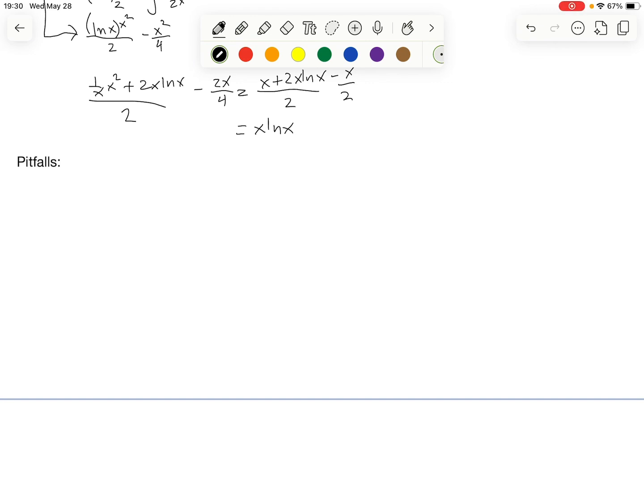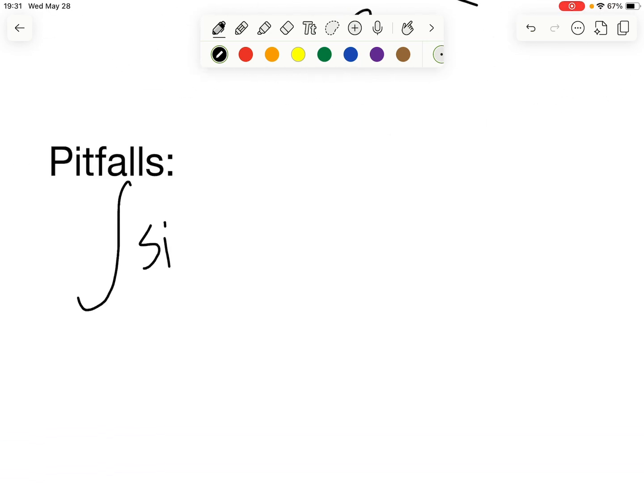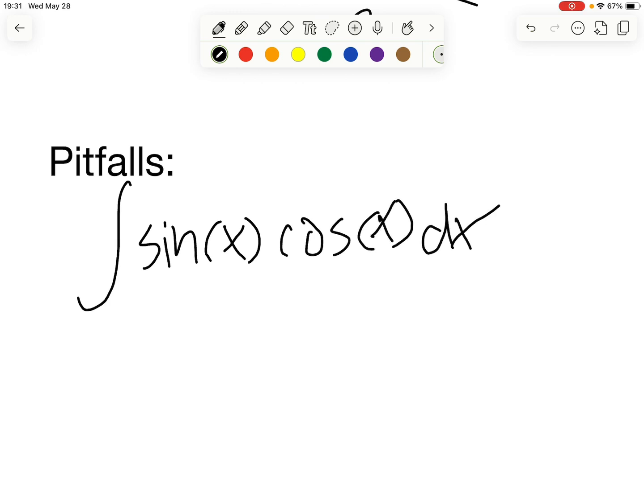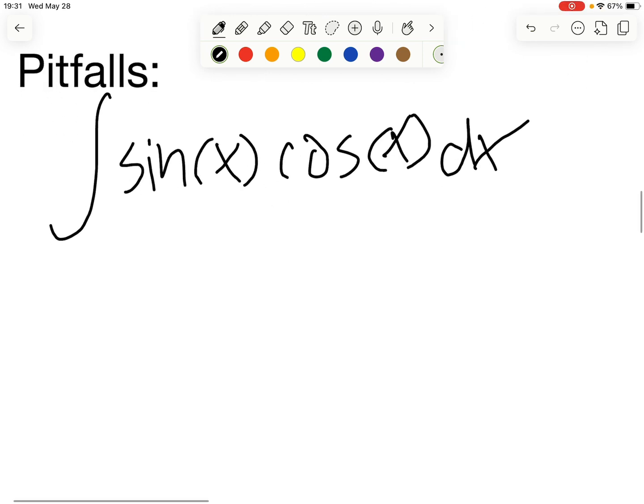Now, it's important to realize that integration by parts is not an end-all solution to your integration problems. In many cases, the other techniques that you've learned will actually be more useful. One example, a pitfall that I've fallen into, my first problem that I tried approaching using integration by parts was the integral of sine x cosine x dx. Now, of course, you could approach this using integration by parts. I guess I can show you that approach real quick.